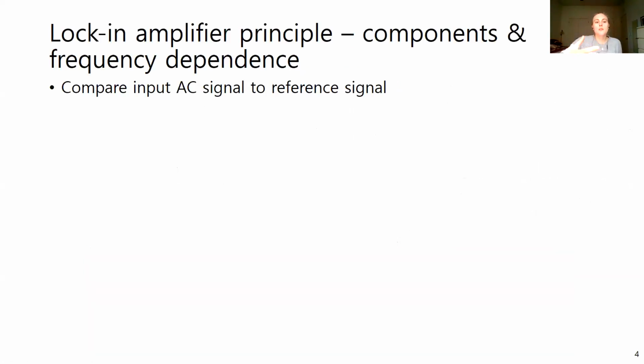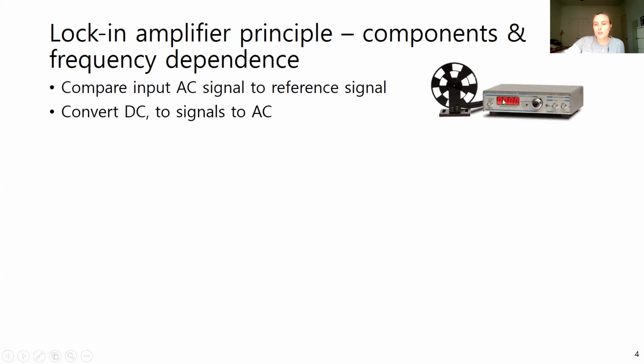But the principle of this lock-in that I mentioned, you're always comparing an input signal that you're interested in to a reference signal. And it's important that your input signal is an AC signal. So if you are interested in a DC signal, you have to convert that to an AC signal. If you were doing this with an electrical signal, you might have to use a summing circuit. If you were using an optical measurement, you might have to use a chopper. You'll see this in the video tomorrow, to create your signal so that it's AC.